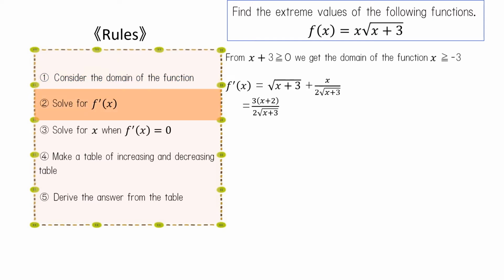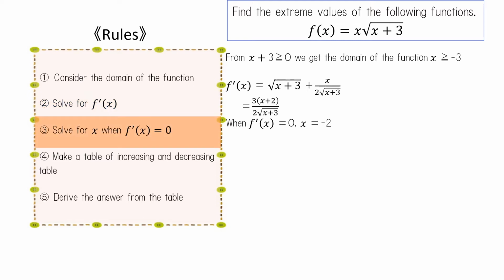Next, let's find f prime of x. f prime of x equals square root of x plus 3 plus x over 2 square root of x plus 3, which equals 3 parentheses x plus 2 parentheses over 2 square root of x plus 3. Next, let us find the value of x when f prime of x equals 0. x equals negative 2 when f prime of x equals 0.